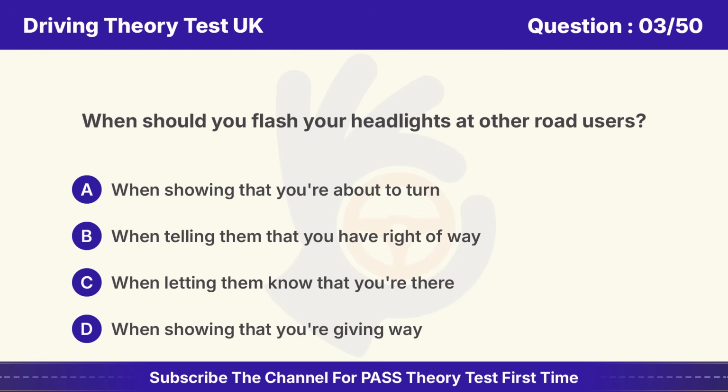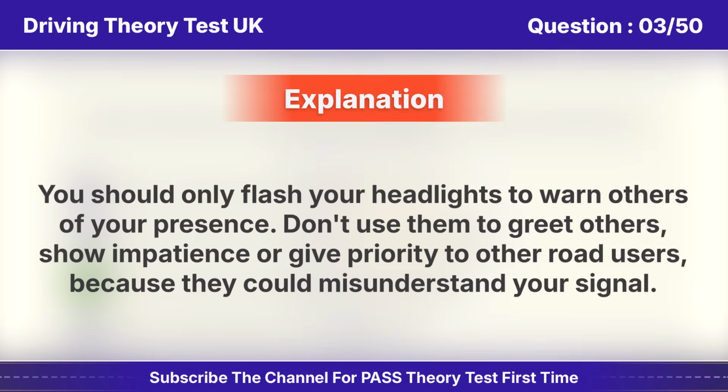Question 3. When should you flash your headlights at other road users? Option A. When showing that you're about to turn. B. When telling them that you have right of way. C. When letting them know that you're there. D. When showing that you're giving way. Answer is C. When letting them know that you're there. You should only flash your headlights to warn others of your presence. Don't use them to greet others, show impatience, or give priority to other road users, because they could misunderstand your signal.